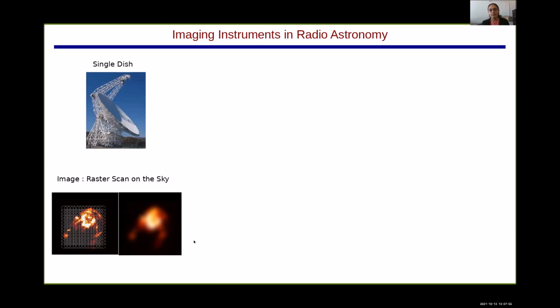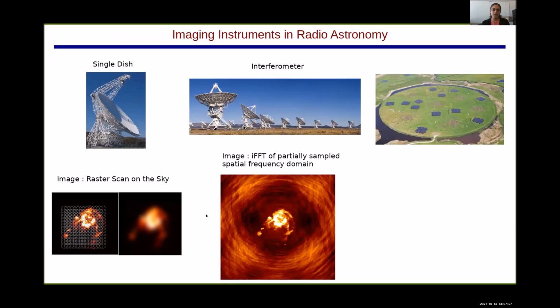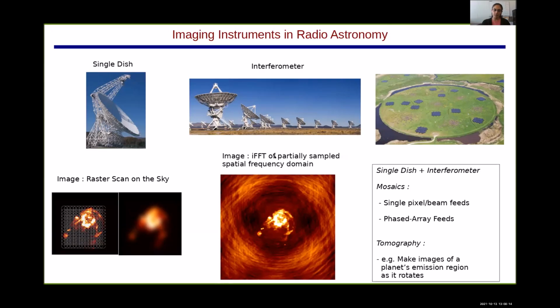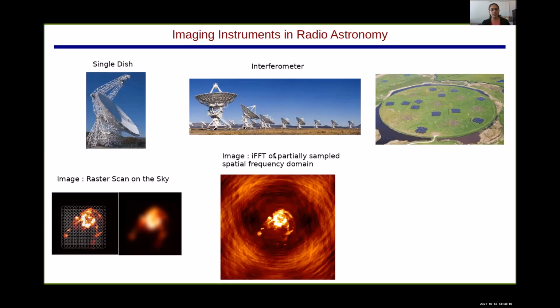Next, we have interferometers. And the pictures here are of the VLA in the middle and the LOFAR telescope on the right. The VLA consists of dish antennas, and the LOFAR telescope consists of a really large number of dipole antennas which work together to behave like dishes. What you measure with an interferometer is the Fourier transform of the image that you're looking at. And the effects of only partially sampling this spatial frequency domain are visible in this example image over here.